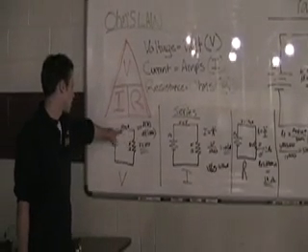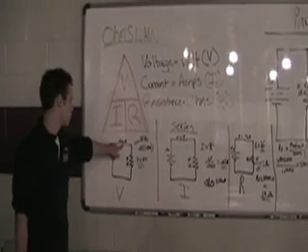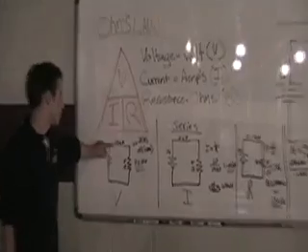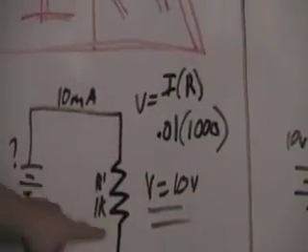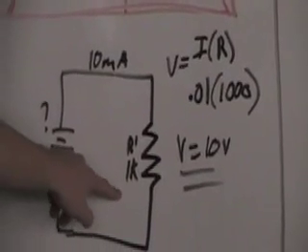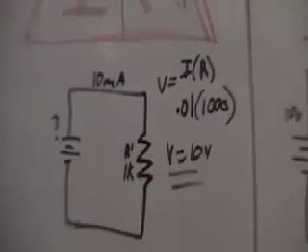You take your 10 milliamps, but you have to convert milliamps into amps. So you move 3 places to the left, which will give you 0.01 amps. Then you multiply it by your 1K resistor, which is 1,000 ohms, and you get 10 volts. That's how you find voltage.